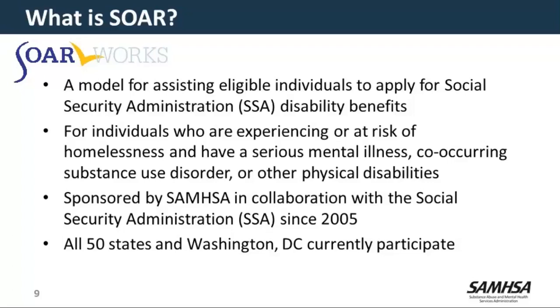SOAR is a SAMHSA-sponsored program that focuses on increasing access to Social Security disability benefits for individuals, now including both adults and children, who are experiencing or at risk of homelessness and have a serious mental illness, medical condition, or co-occurring substance use disorder. SOAR for adults is currently active in all 50 states and the District of Columbia, but each state is at a different level of implementation, and SOAR for children is just beginning. There is no specific federal funding or grants for SOAR activity, and so the SAMHSA SOAR TA Center works with states and communities to develop plans for implementing the program through technical assistance and training.